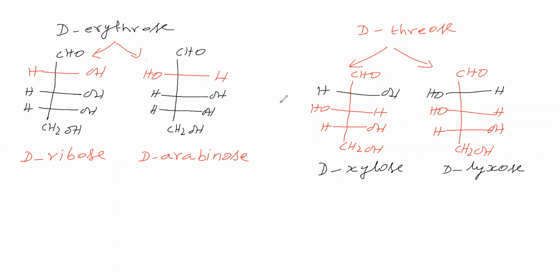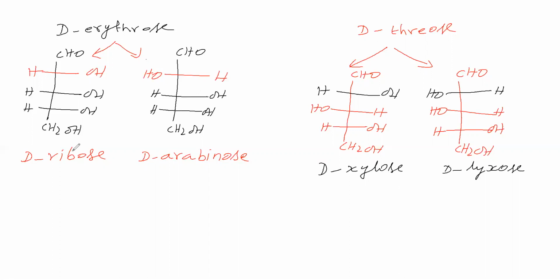Therefore, in these cases, the functional group is aldehyde, number of carbons is 5. How many isomers? D isomers 4, L isomers 4, therefore totally 8 isomers are possible for this. Next we will go from 5 carbons to 6 carbons.